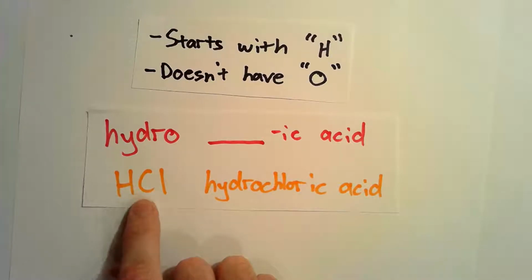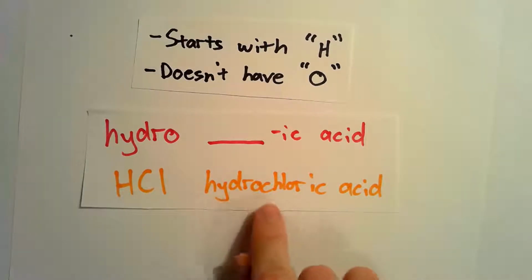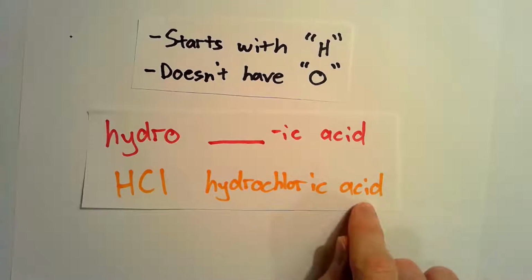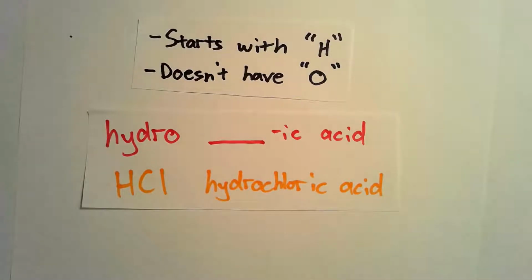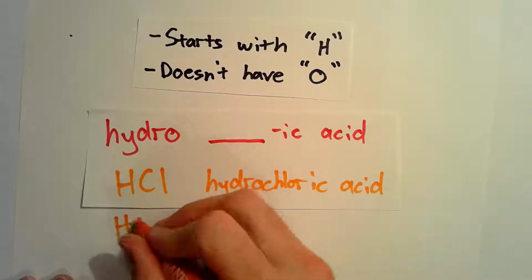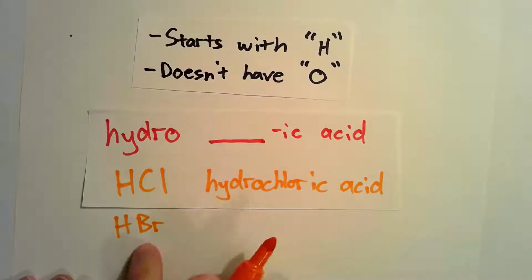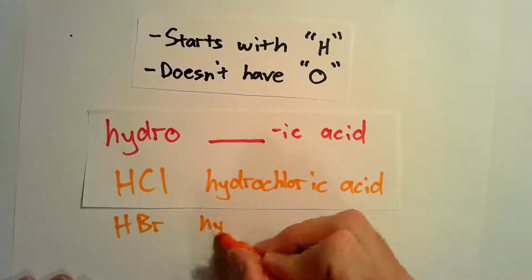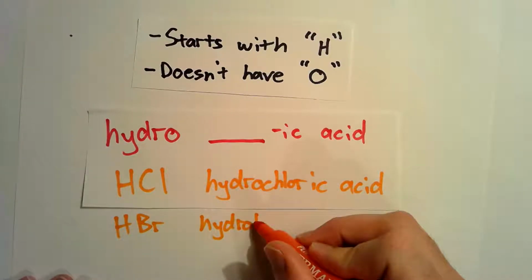So HCl becomes hydrochloric acid. If this were HBr, it doesn't have an oxygen, so this would just be hydrobromic acid.